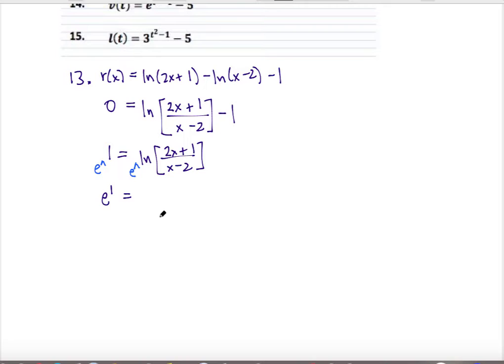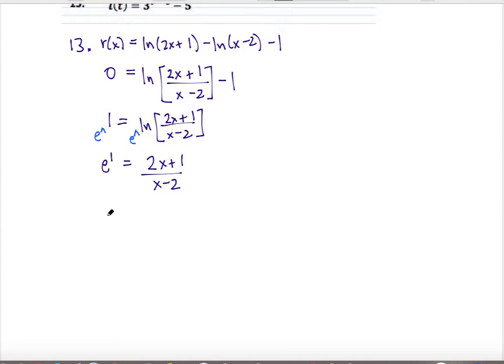And so on the right-hand side, my natural log goes away, and I'm left with 2x plus 1 over x minus 2. So now in order to get to the next step, I'm going to try to solve for x. So I'm going to multiply both sides by x minus 2. And what that does for me is I end up with e, I'm just going to write e instead of e to the 1, times x minus 2 equals 2x plus 1.